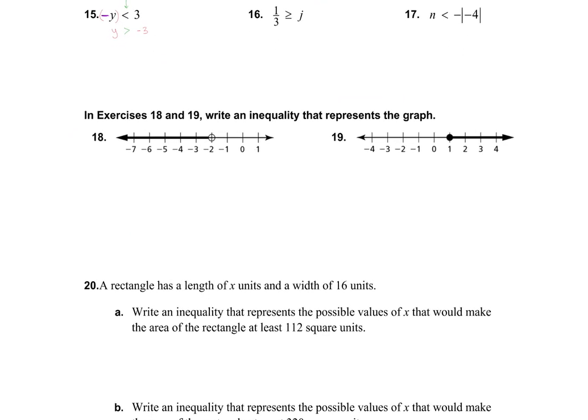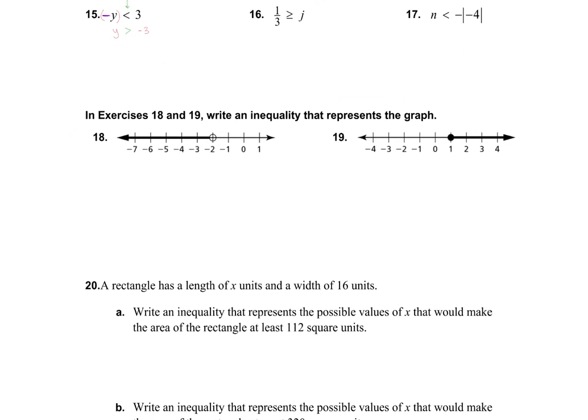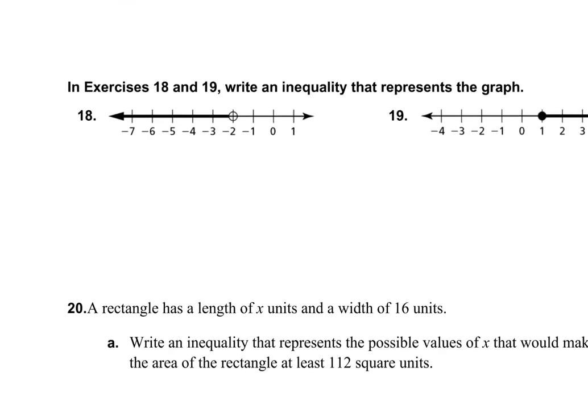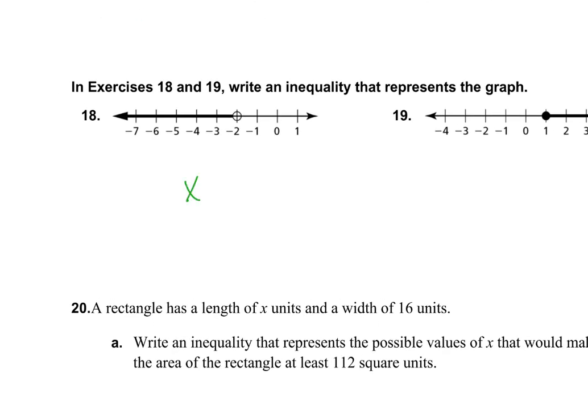Down here, you're writing an inequality that represents the graph. So x is the numbers. And in this case, they are smaller than -2. So I'm going to do it like this. And I'm done. Right now we have x. They are smaller, and there's -2.